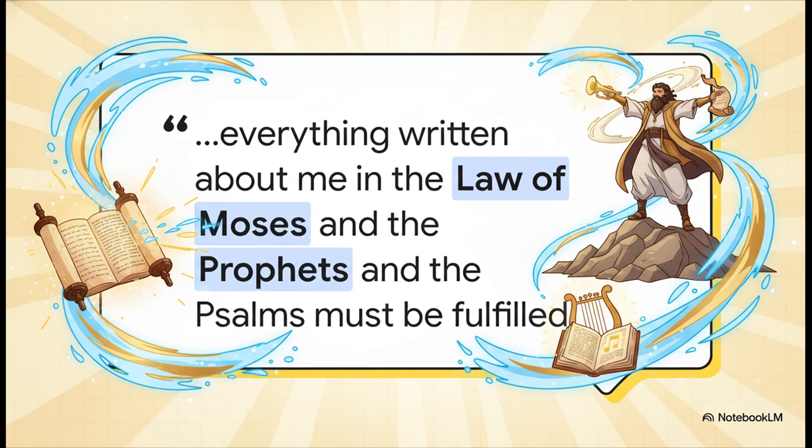This is huge. It shows exactly how the New Testament writers saw their work as the fulfillment of everything that came before. Listen to how Jesus specifically names the three sections of the Tanakh: the Law, which is the Torah, the Prophets, the Nevi'im, and the Psalms, which is the very first book of the writings, the Ketuvim. It's a direct claim that this new story is the grand finale of the old one.